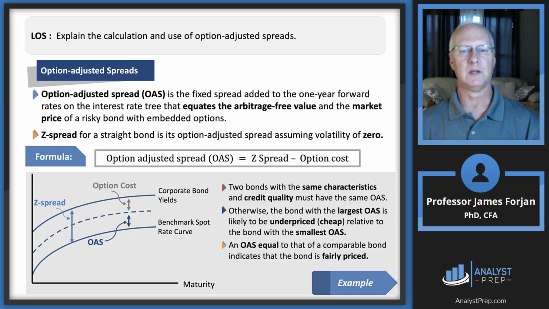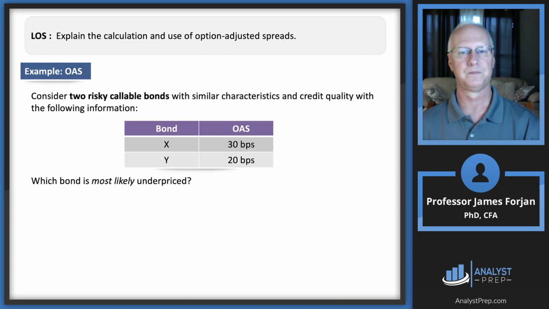Now look at the arrow points over on the right. Two bonds with identical characteristics and credit quality ought to have the same option-adjusted spread. However, sometimes they don't. Bonds with larger option-adjusted spreads are probably going to be undervalued, so we want to find those kinds of bonds.